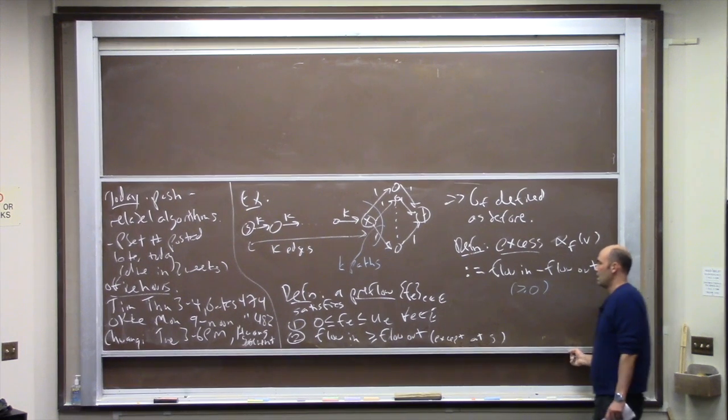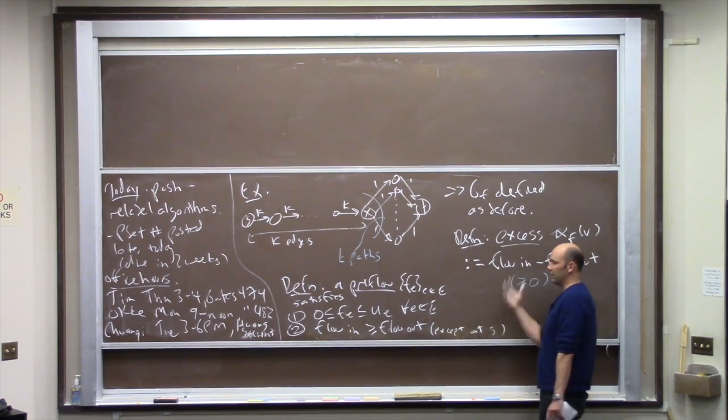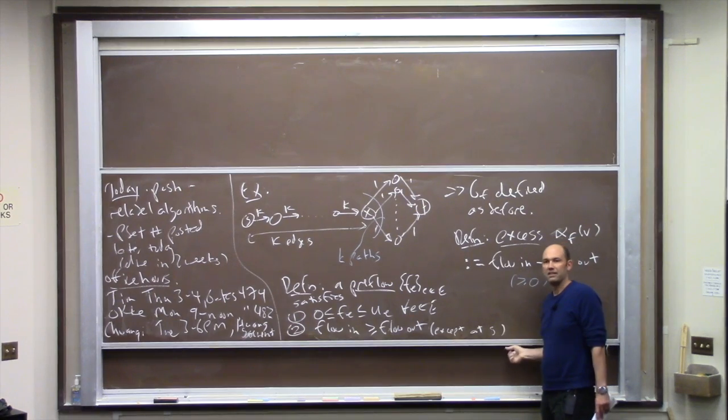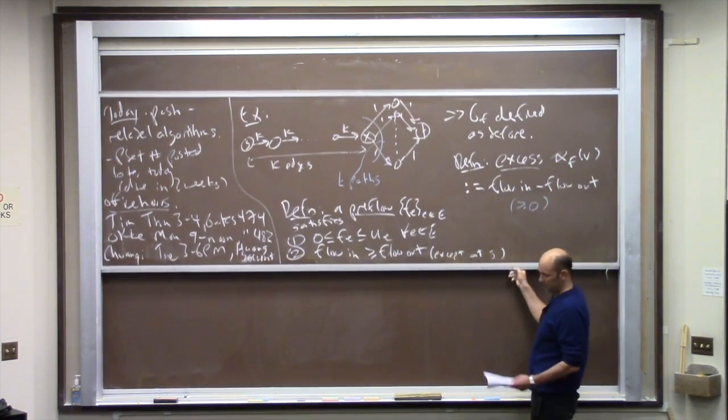All right. So to turn a preflow into a flow, we basically have to squash these excesses. We have to get rid of the excesses.